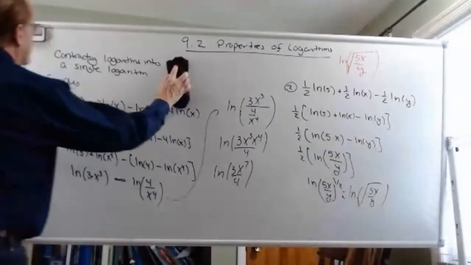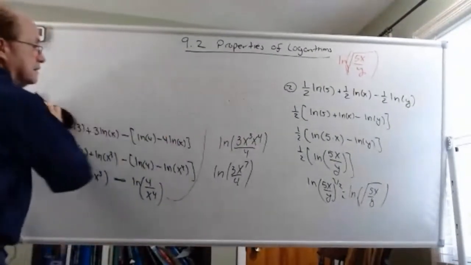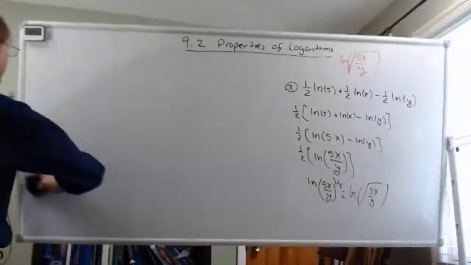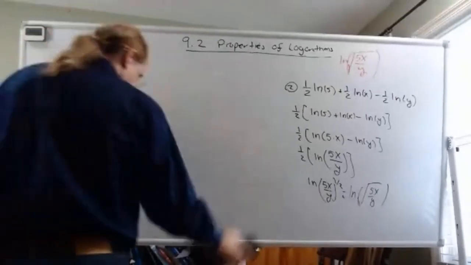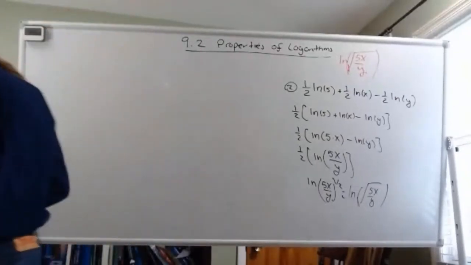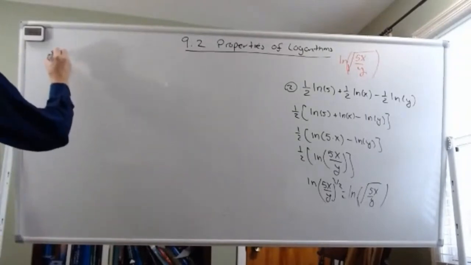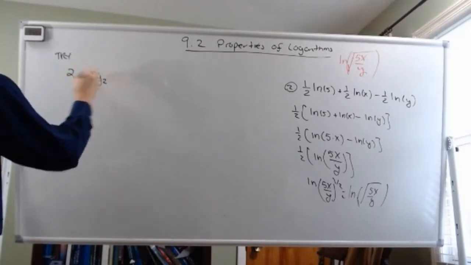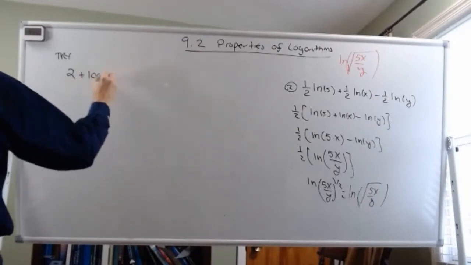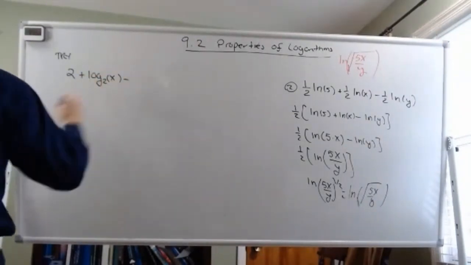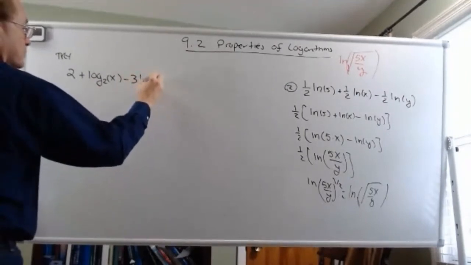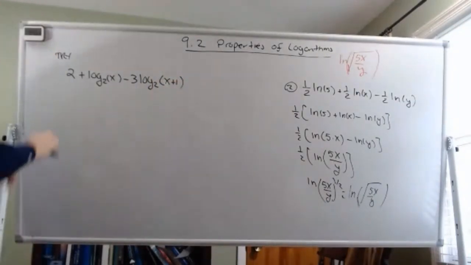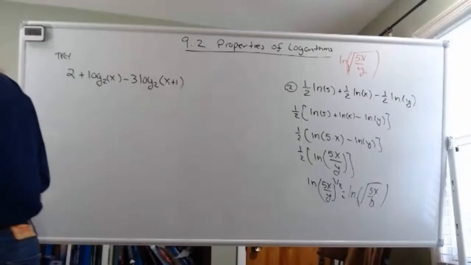Okay, let me give you another one to try over here. See if you can start to get the hang of this, but it takes practice. Definitely does take practice to do a lot of these things. Here's an interesting one over here. Let's try this one. I have 2 plus the log in the base 2 of x minus 3 times the log in the base 2 of x plus 1. See if you can contract that into a single logarithm.